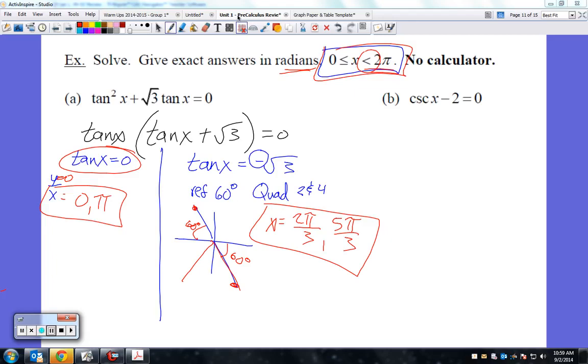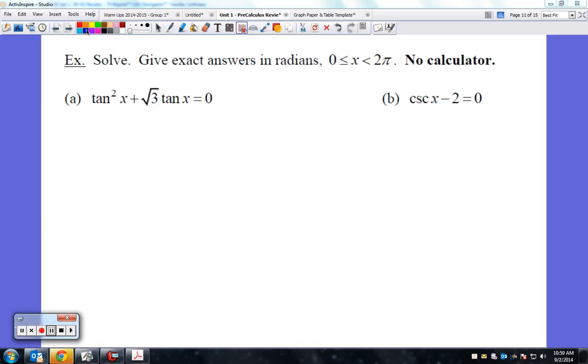All right. B. Let's do B. Let's go with Kirsten. What do I do? Okay, so cosecant of x is equal to 2. Perfect. Keep going, Kirsten. Oh, wow, you're fast. So 1 over sine, that's good stuff, is equal to 2, right?